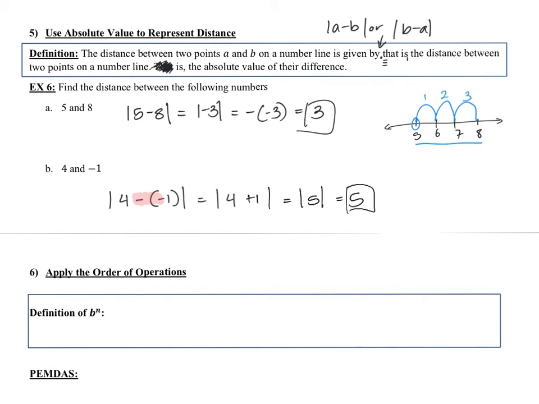Isn't that true? Let's go ahead and check on a number line. Negative 1, 0, 1, 2, 3, 4. Okay. 1, 2, 3, 4, 5. It is true. The distance between negative 1 and 4 is 5. All right. There we go. We found the distance.